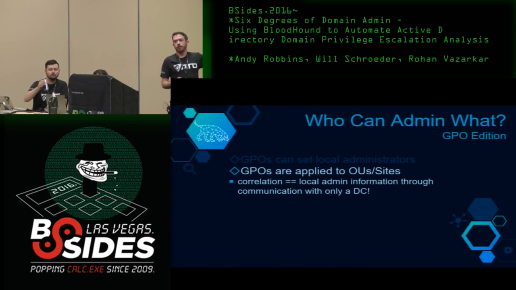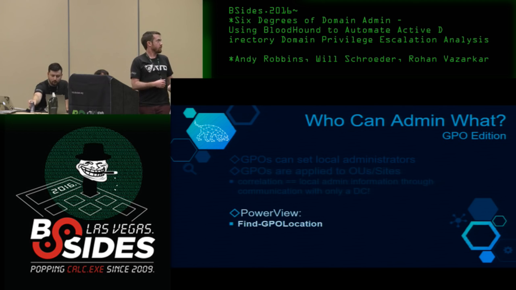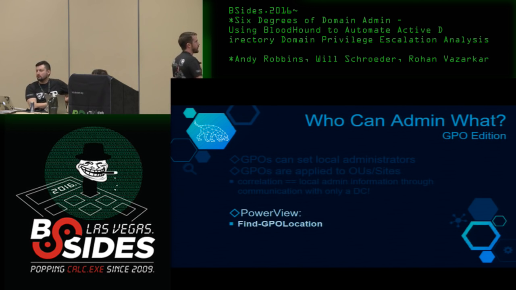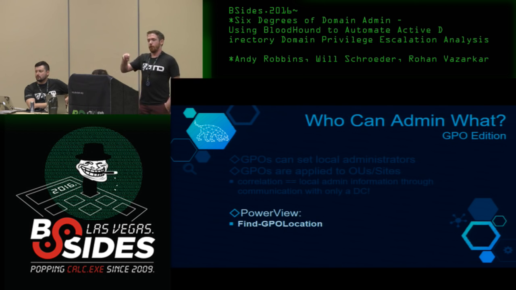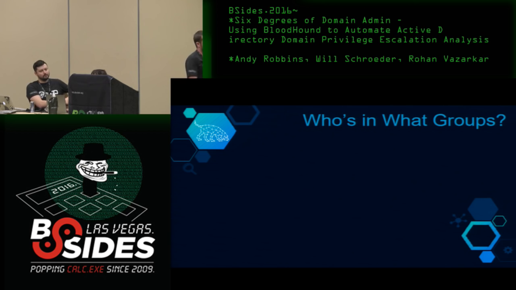And it's much faster, but you don't get quite as much information. It's not quite as accurate. So the PowerView commandlet that does this is Find-GPOLocation. You can provide a username or a group name if you want to figure out what a specific person can administer in the domain. By default, it'll just dump all this data out. Pretty sweet.